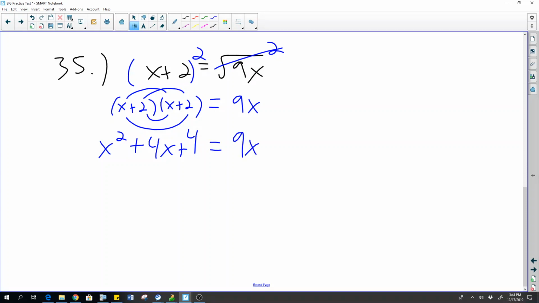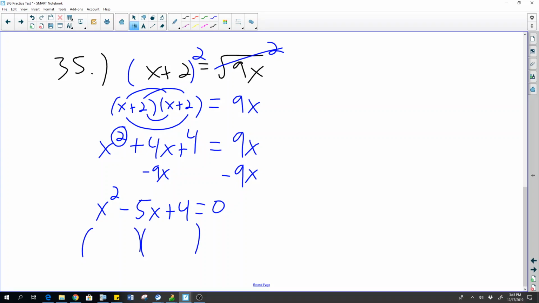We got this. So we want to get everything on the same side now because this 2 means that there's 2 solutions. So we want to factor it and get our 2 solutions. But first, we got to get everything on the same side. So we're going to minus 9x from both sides. So we get x squared minus 9x plus 4x. Is that negative 5x? Good. Plus 4 equals 0. And then we can factor that.